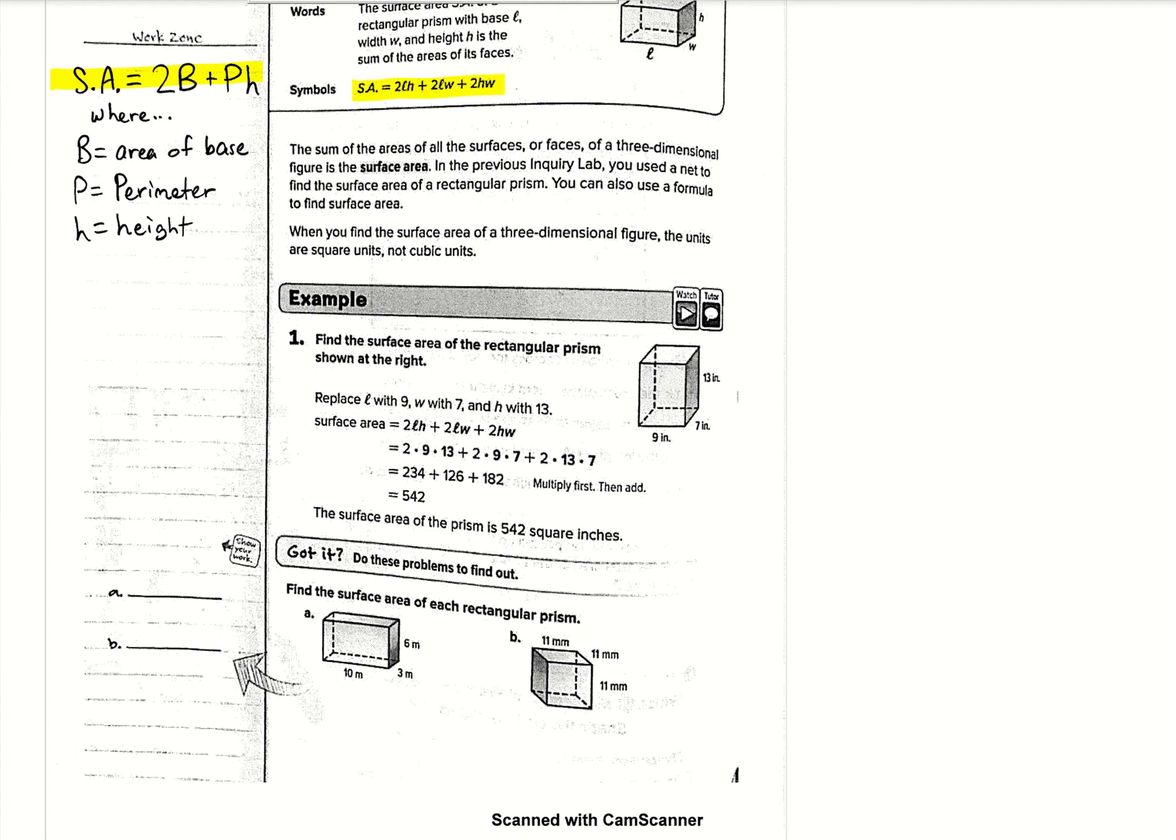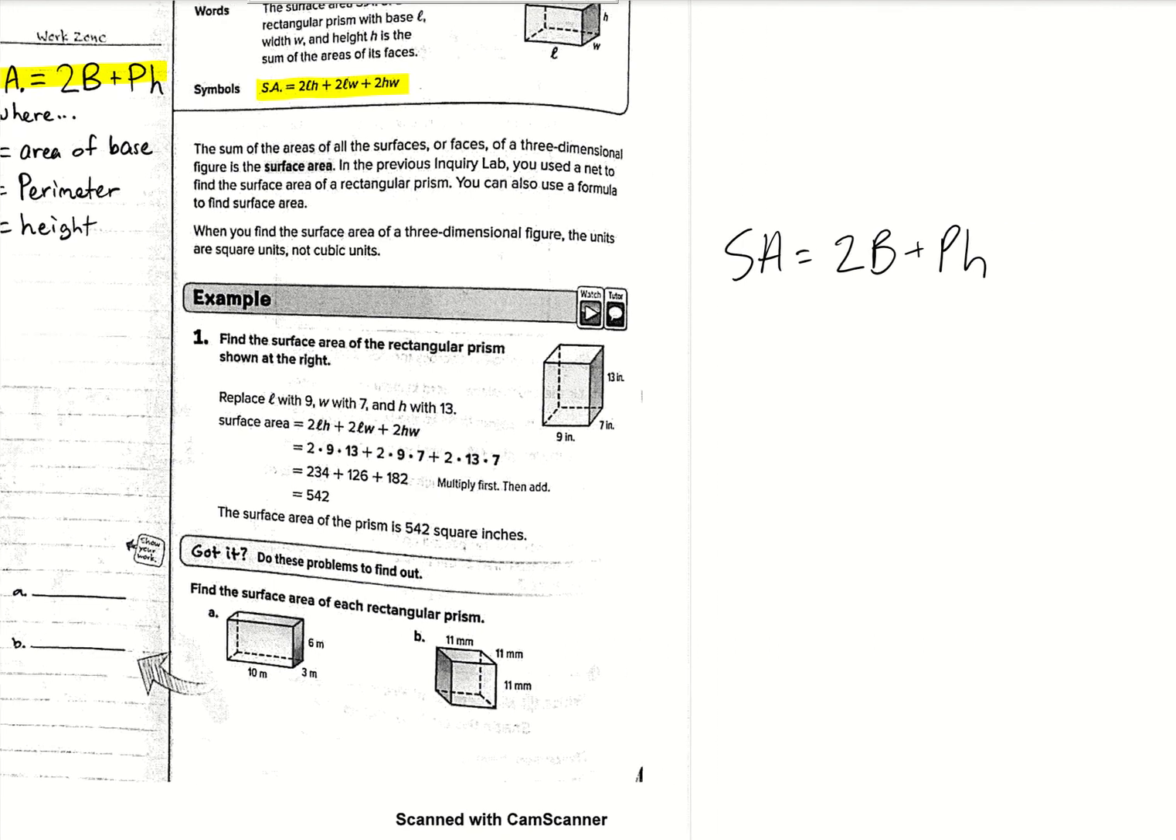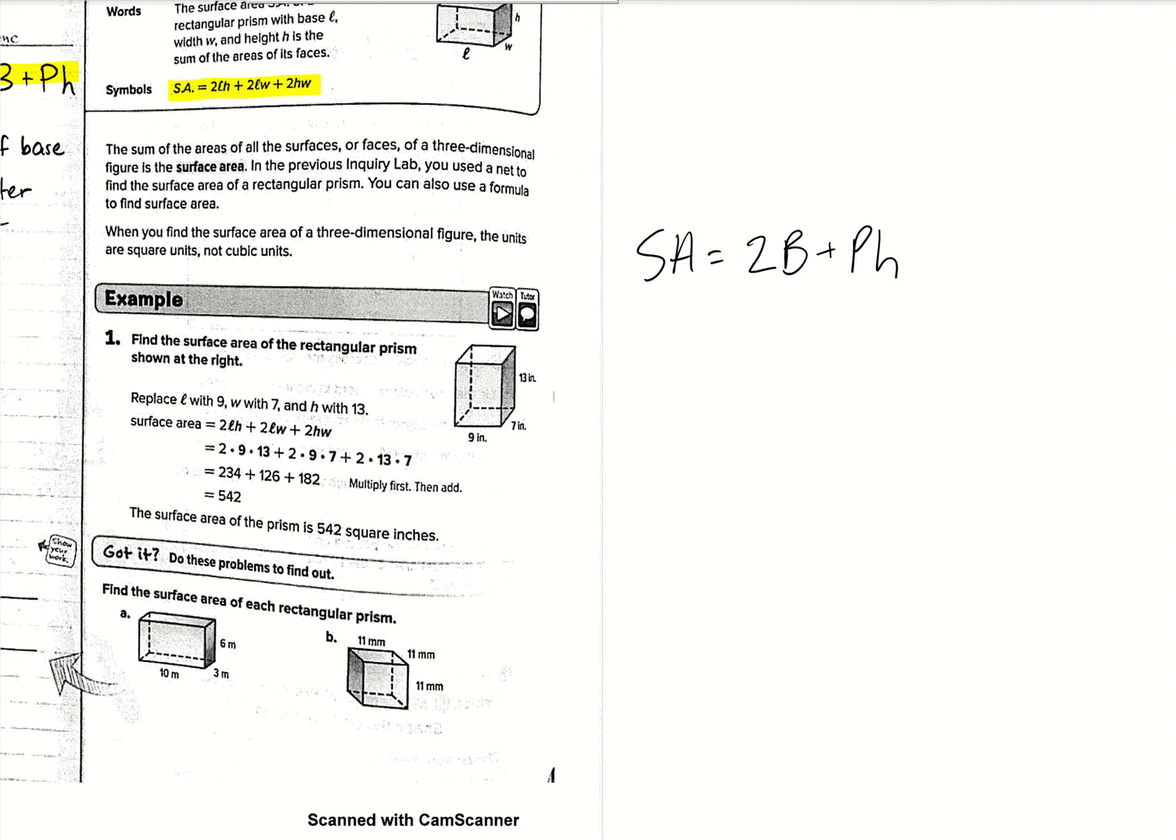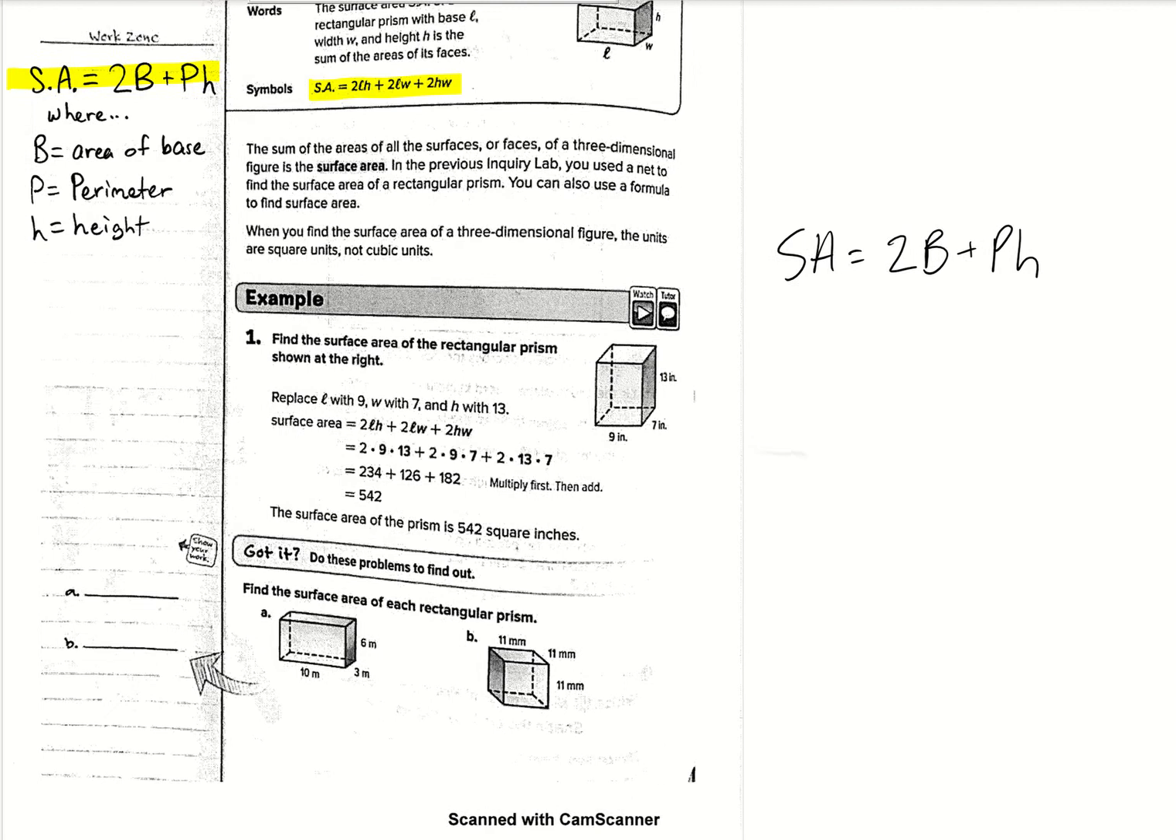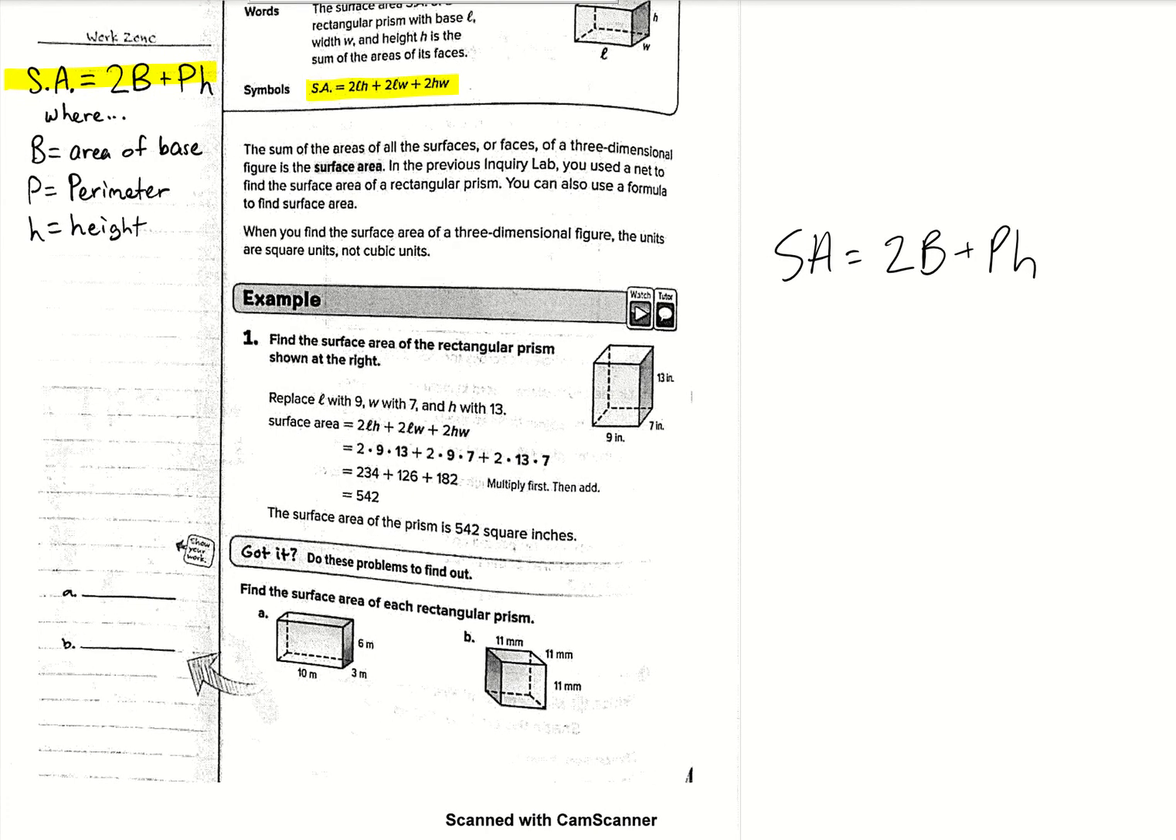I prefer that over the one that they've got here in the book, but if you like the one in the book, again, they're both going to work fine. But I will do this one over here where we've got SA equals 2 times the base plus the perimeter times the height. All right. So just as a reminder, the capital B stands for the area of the base. Okay, so not just the 9, but the area of the entire base. So that 9 by 7 bottom rectangle is going to be our base for this problem.